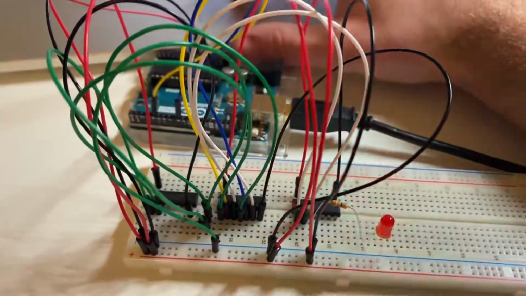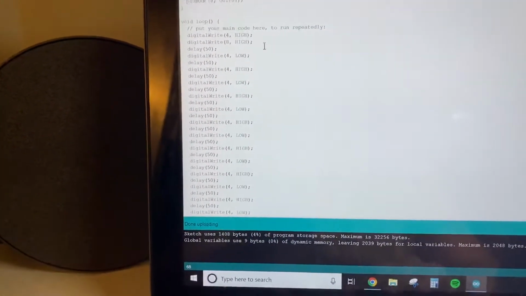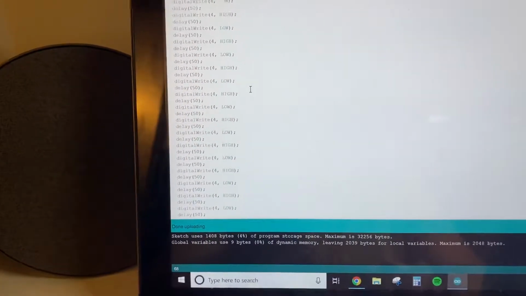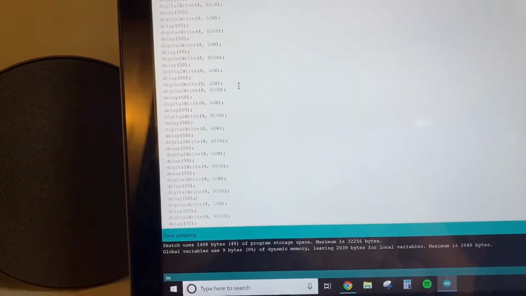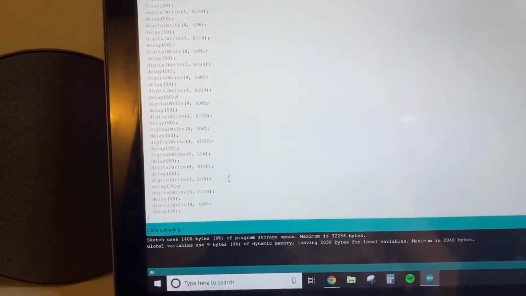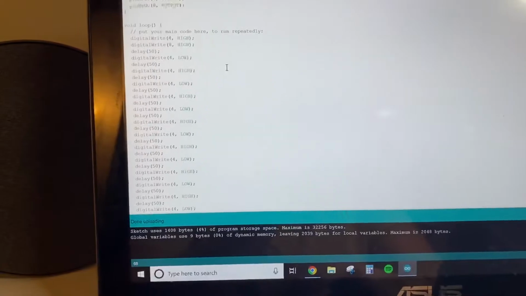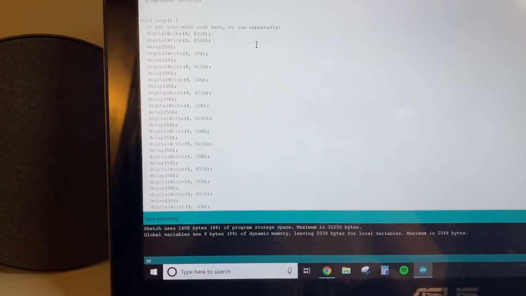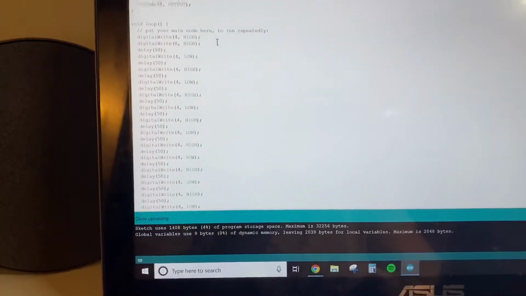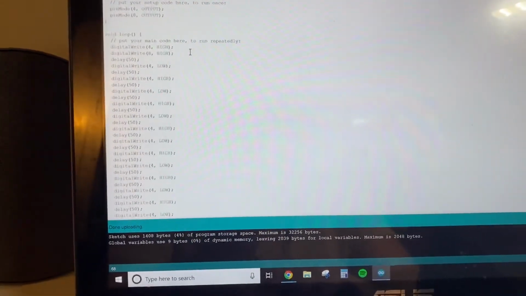And here is my code for that on the computer, where I just have a bunch of delays turning pin 4 on and then off. And then after 1 second, I turn pin 8 off, and then after another second, I turn it on, resulting in pin 8 turning on and off at a rate of once every 2 seconds, and pin 4 turning off at a rate of 4 times every second.